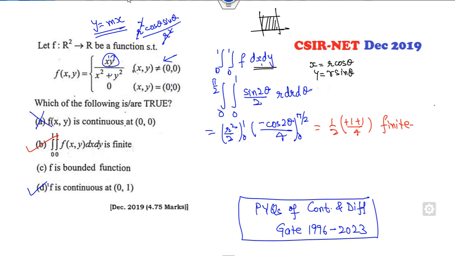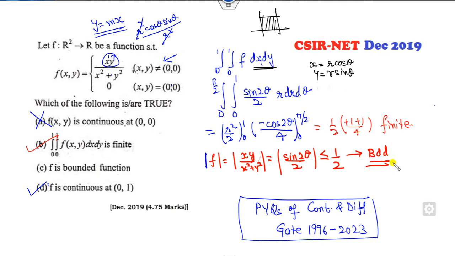Check whether the function is bounded or not. How can you check whether the function is bounded? Again, I can start with the modulus value, which is |xy/(x²+y²)|. I can change into polar coordinates. So this is again sin(2θ)/2, which is less than or equal to half. So that is the meaning of that. It is my bounded function. So f is a bounded function.